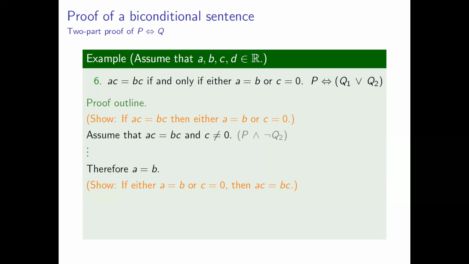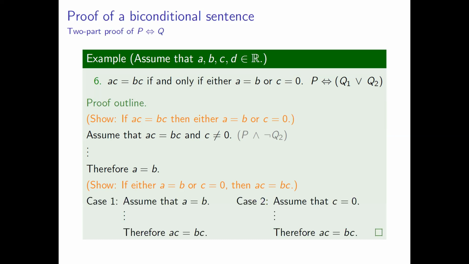The statement if AC equals BC, then either A equals B or C equals 0 is a conditional sentence whose consequent is a disjunction. Thus, we begin our proof by assuming the conditions AC equals BC and C is non-zero. And our aim is to prove that A equals B.